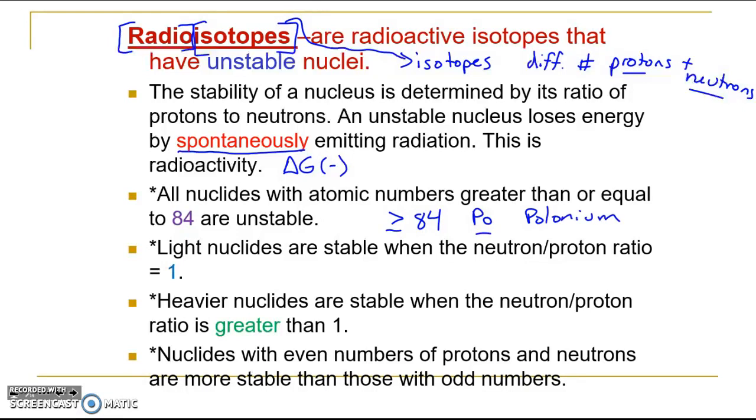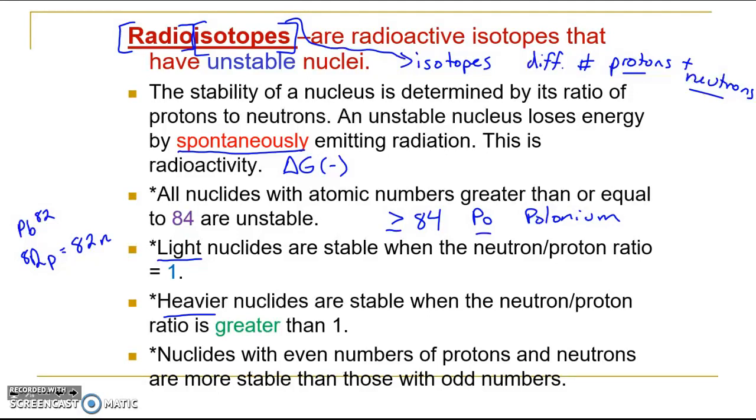It's right ahead of bismuth and lead. Light nuclides, so like light things that don't weigh much, the nuclides that are less than 84 are stable when they have a neutron to proton ratio of 1. So let's pick lead, Pb, at element 82. It has 82 protons, which means it's going to be stable if the nucleus also has 82 neutrons.